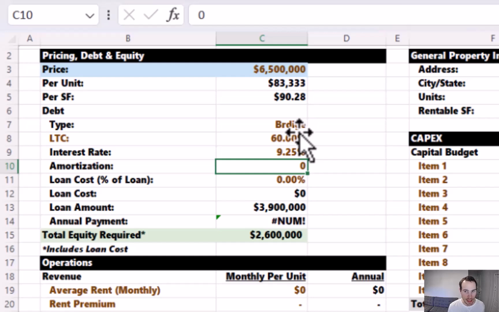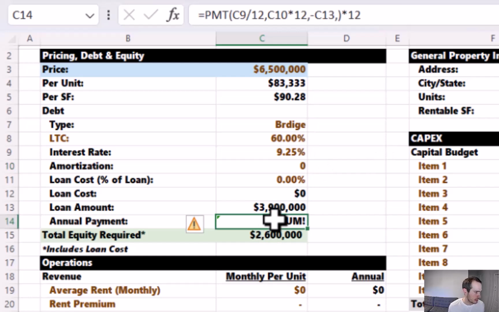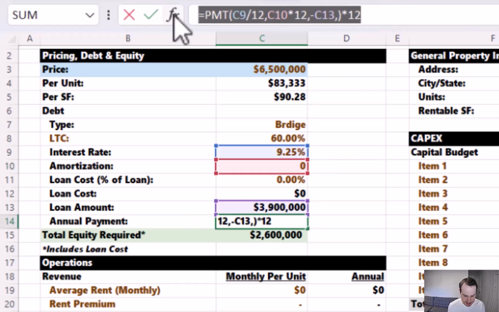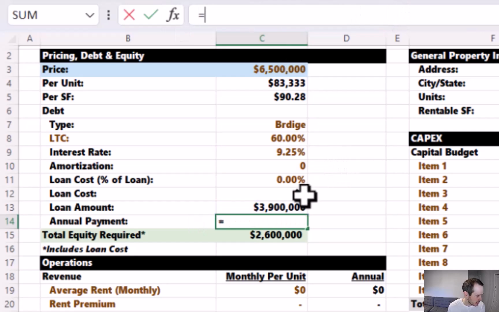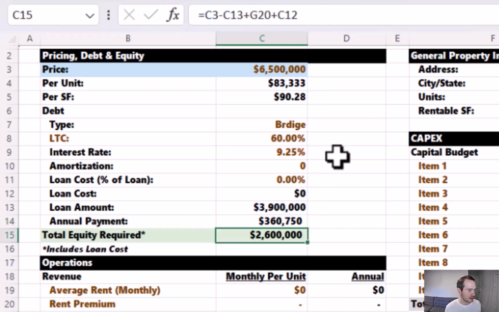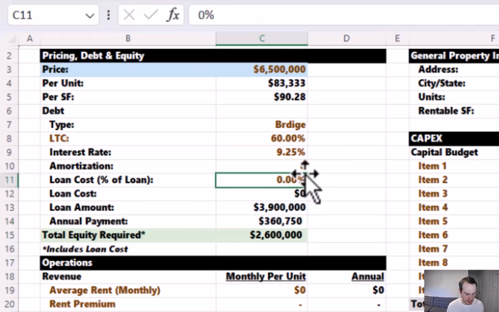This loan won't amortize like a traditional agency loan would, so we can just come down to the annual payment. In its baseline state, there's a payment formula. We're going to delete that. We'll just hit equals, and then we'll take the loan amount times the interest rate, which is the interest-only payment. And we'll come back up to the loan cost then. We'll just say that this particular lender would charge as a fee 1.5% of the total loan amount.